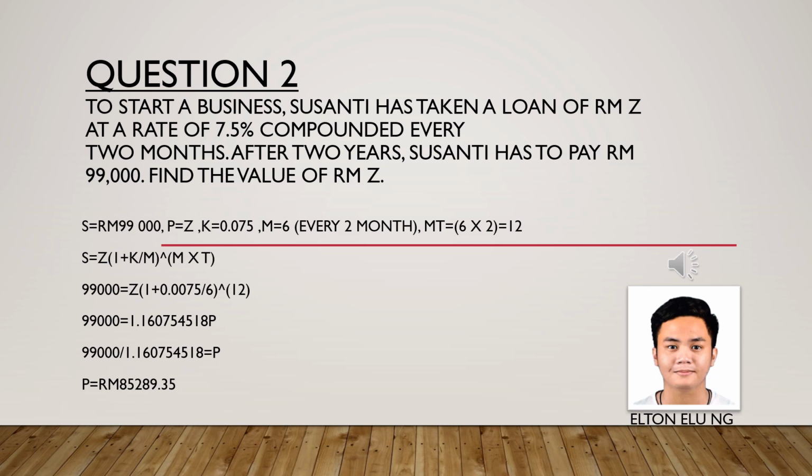So we're gonna count the bracket in front of the P first because there I have a number. So after we count, we get 1.16075418. So after that, we need to move it to the other side. We need to divide 99,000 divide 1.10675451. So the answer we get is 85289.35.